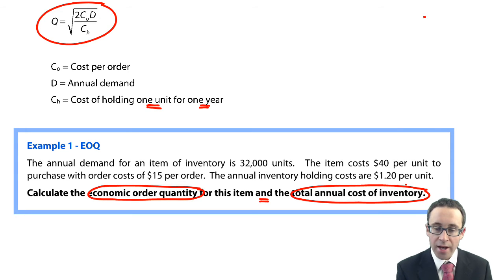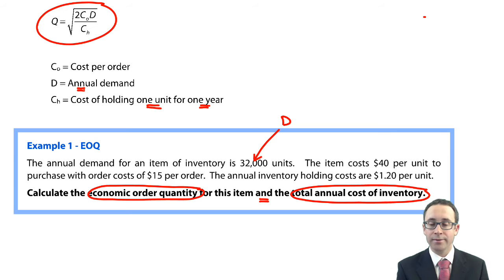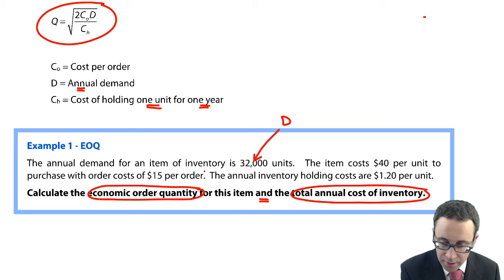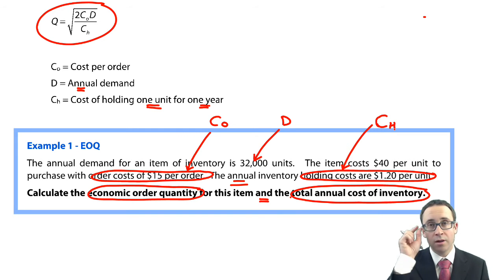It says that the annual demand for an item of inventory is 32,000 units. So that is D, your annual demand. The item costs $40 per unit to purchase, so that will form part of our total annual cost of inventory. And you've got your order costs at $15, so that is CO. And your annual holding cost per unit is CH. Okay, so once you've got that, we're away.